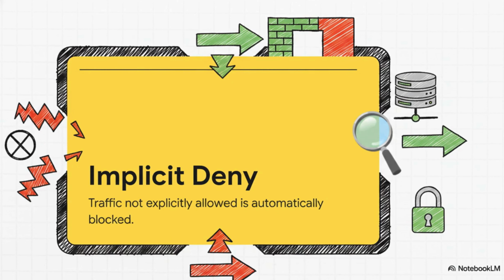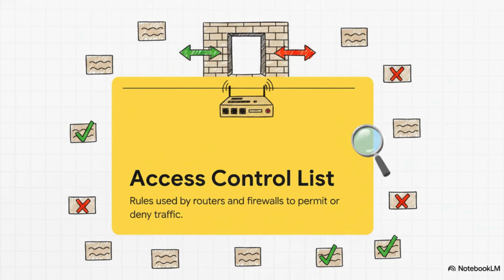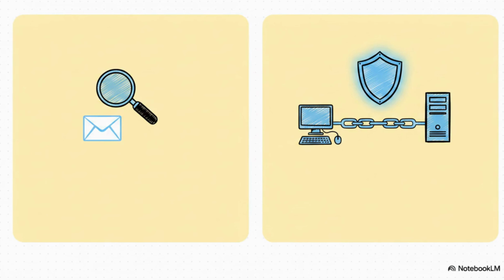The absolute golden rule is implicit deny. If a policy doesn't explicitly allow traffic, it's blocked. Period. So, how do we allow legitimate traffic? We configure access control lists to dictate exactly who gets in. Now, stateless firewalls inspect single packets independently, but stateful firewalls track the entire active connection.